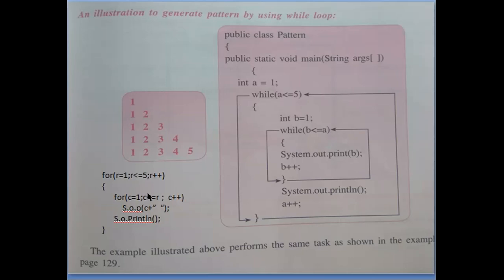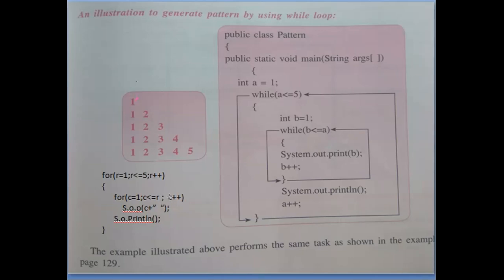First time R is 1, yes, 1 is equal to 1. The condition is satisfied. When the condition is satisfied, it comes and prints 1. Which one is it? This one is printed. Am I right? Are you able to get it? So, we are able to print this one. Then, C++.